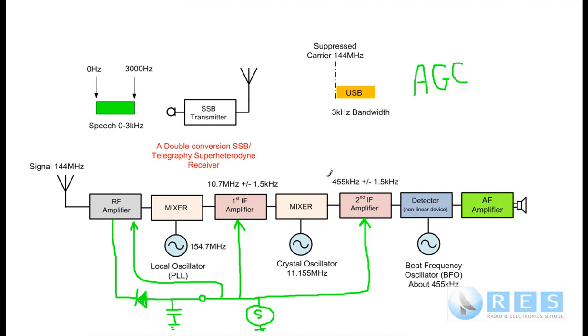It controls the RF gain of the receiver, which gives you a more constant volume output from your speaker, but AGC is not applied to the AF amplifier. That's not an amplifier that's likely to get overloaded. The two IF amplifiers and the RF amplifier are the ones that are likely to get overloaded.